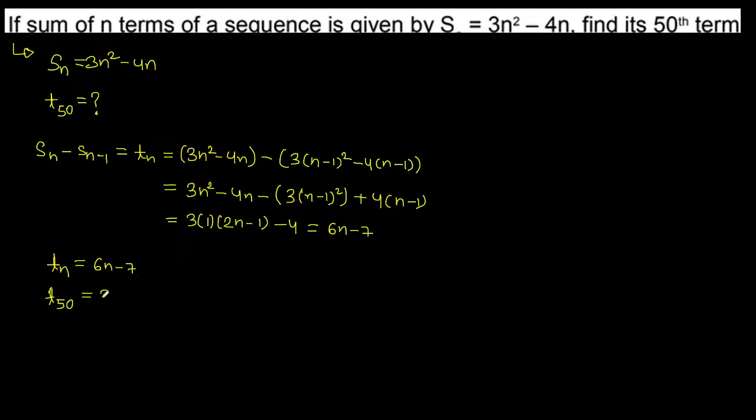T50 is 300 minus 7, 293. What we did is what? 6 into 50 minus 7, which is 293. We changed the n, we changed n.